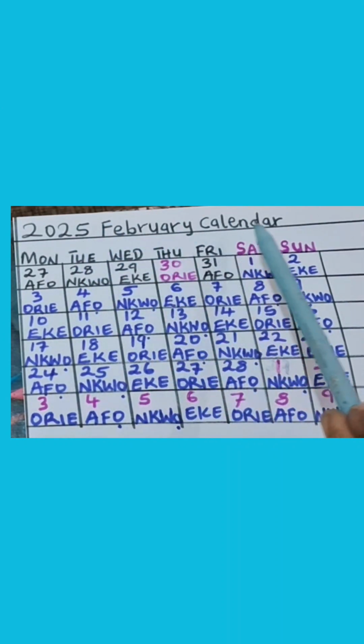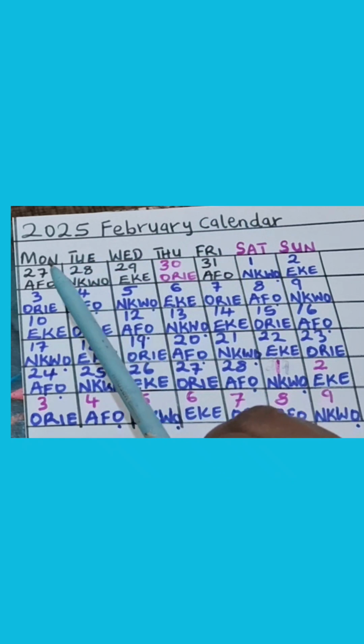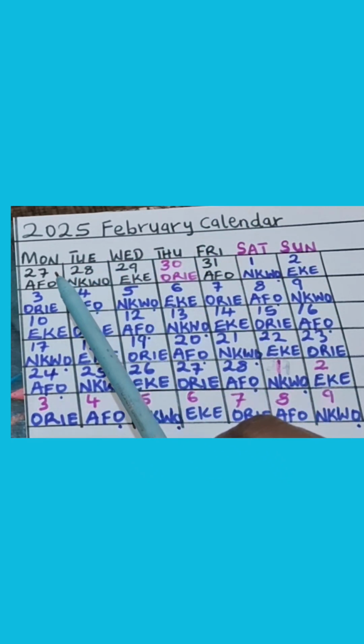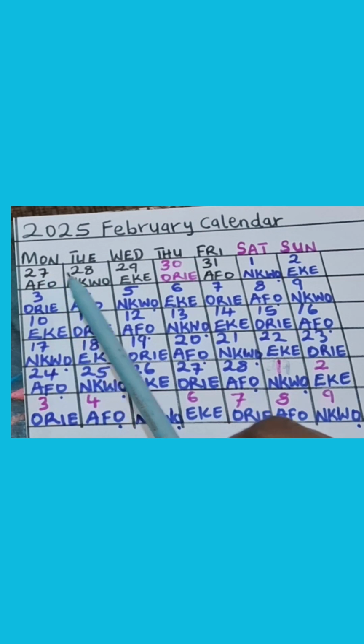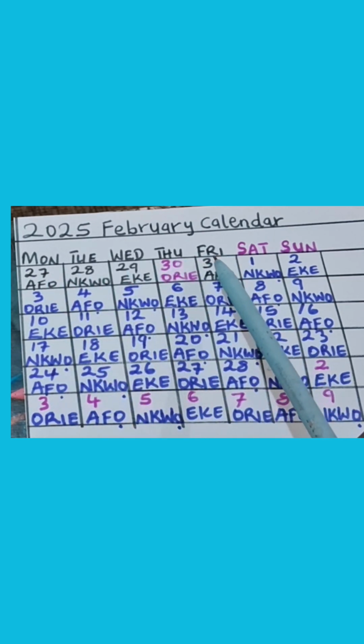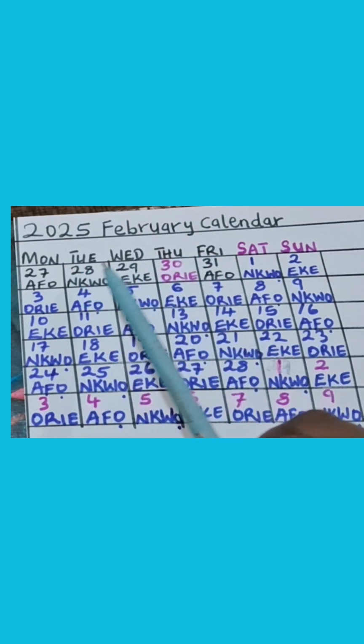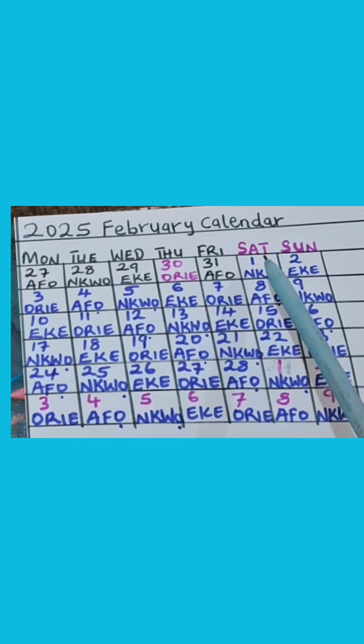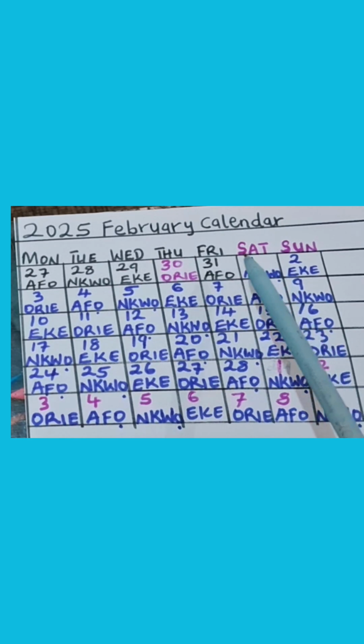2025 February calendar. We are going to start from Monday to Sunday. As you can see, Monday till Friday is still January. We are not going to leave it out. We are going to read from Monday till Friday. Then we begin on Saturday, where February started.